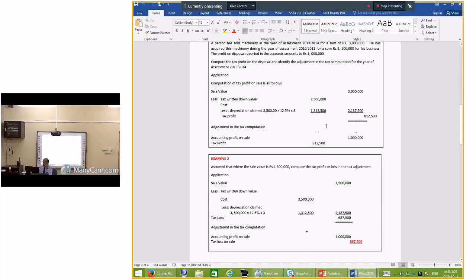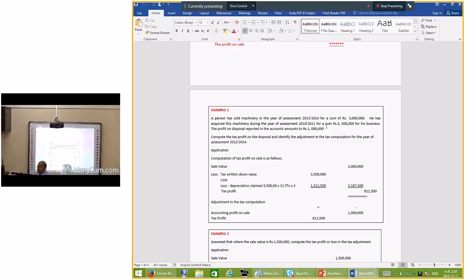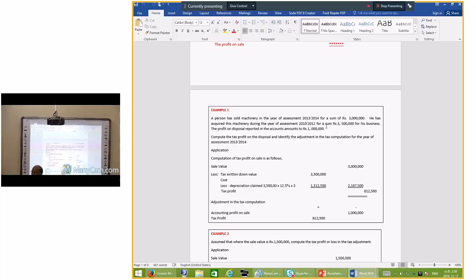Say this one. Example: a person sold a machinery in the investment year 2014 for a sum of 3 million. He had acquired this machinery during the year 2011 for a sum of 3.5 million for his business. The profit on this was reported in the accounts as 1 million, according to the depreciation rates applied.